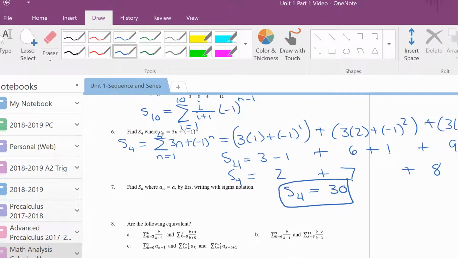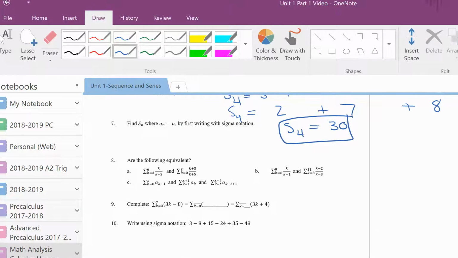So now it says find S sub n, find the sum, where the rule is that it equals a. So basically what we're saying is that S sub n is equal to the sum from n equals 1 all the way up to n, and the rule is a. Whatever you substitute in is just going to equal this number. So that means it's going to be a plus a plus a plus ... all the way up to a. It just depends on what n is. So it's going to equal n times a. So if this number was 10, then you would have 10 a's. If it was 9, you'd have 9 a's.